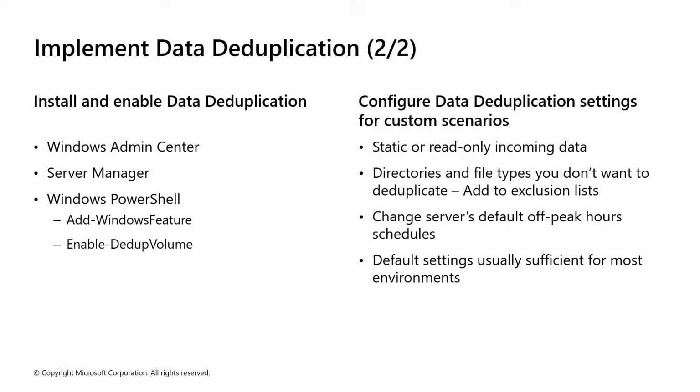You can install and enable data deduplication using Windows Admin Center, Server Manager, or PowerShell. Configure settings for static or read-only data. Exclude certain directories or file types, or adjust a peak schedule as needed. Default settings work for most environments, but customization allows you to optimize performance and efficiency.